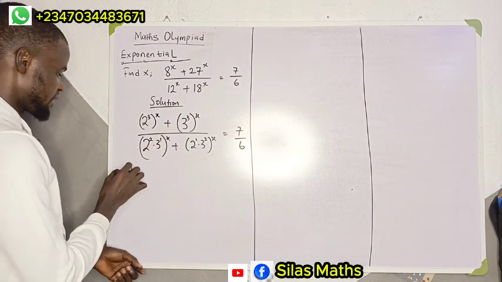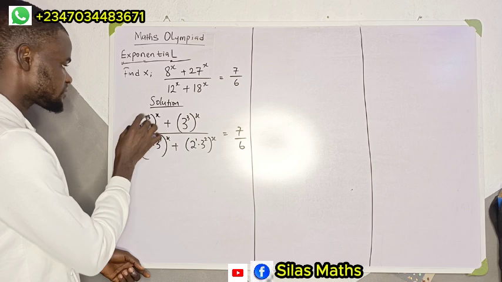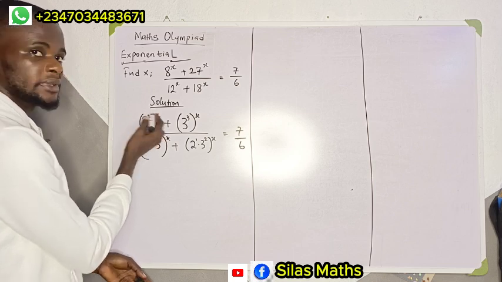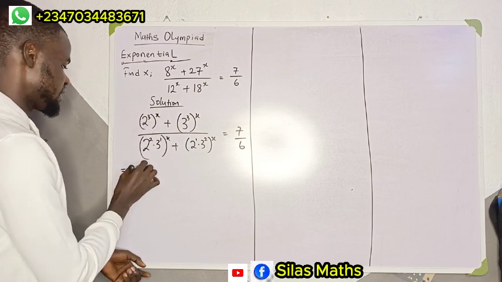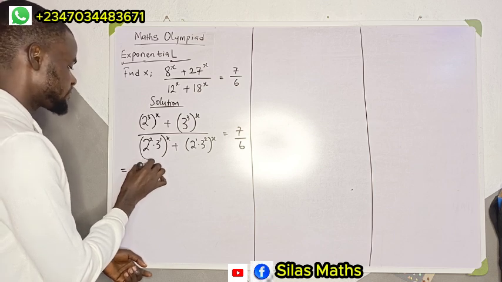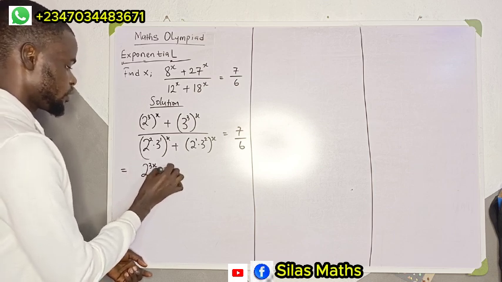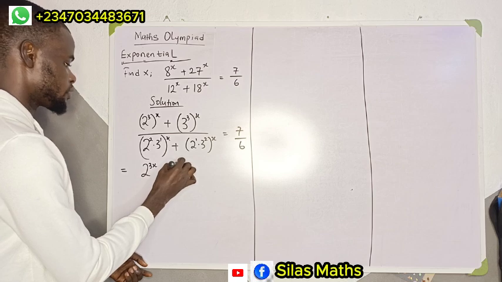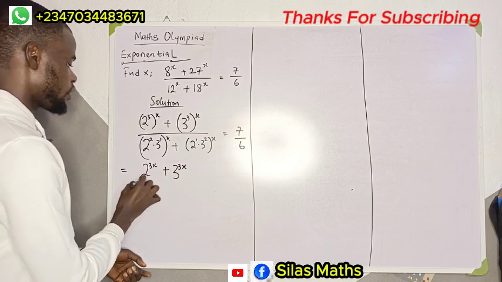So what's the next step? Let's go ahead and express this further. For the numerator, I can express it in this form by saying that this is 2 to the power of 3x plus 3 to the power of 3x, all over.